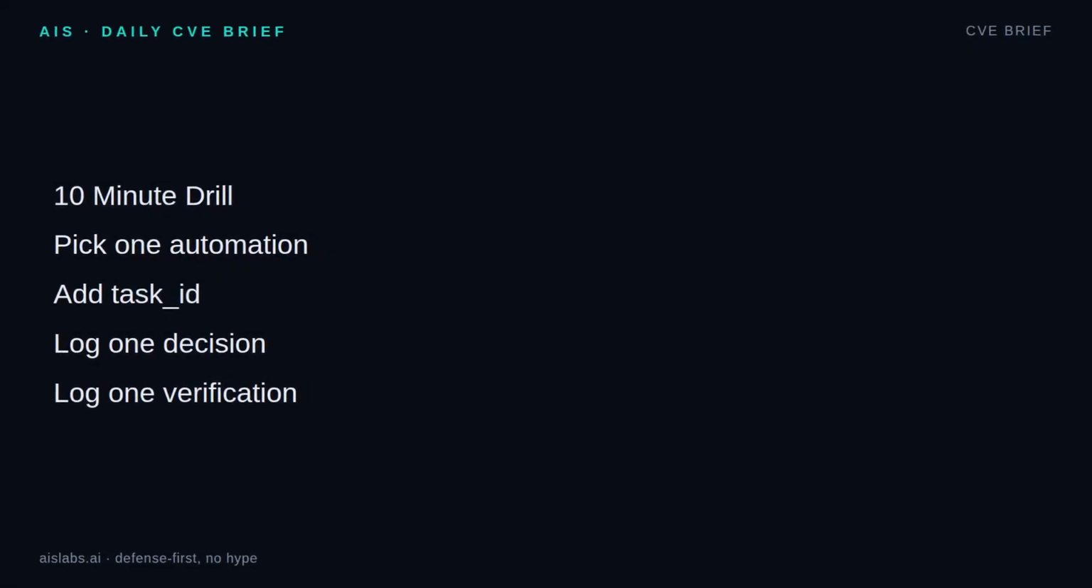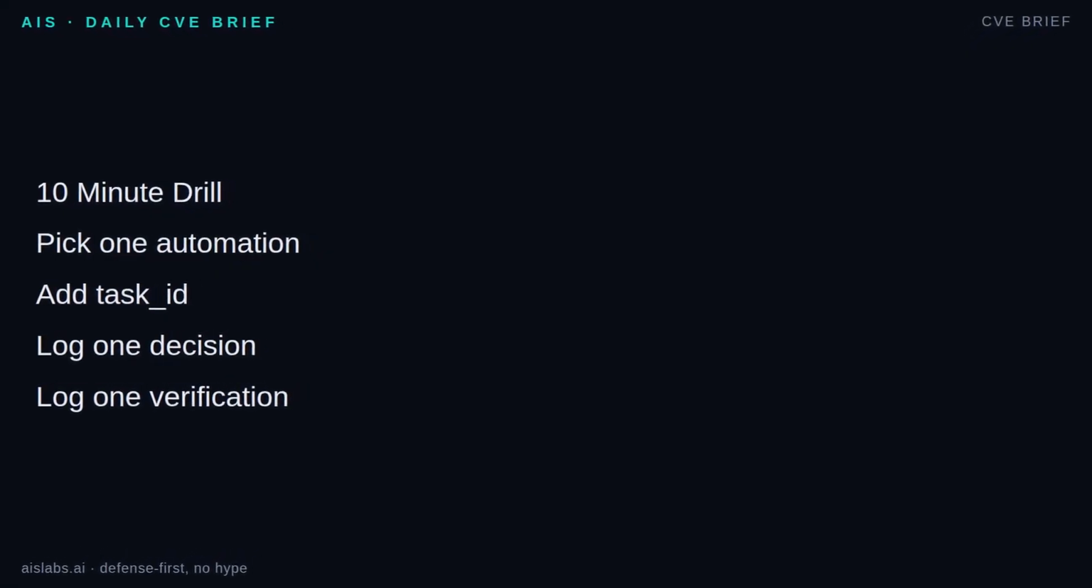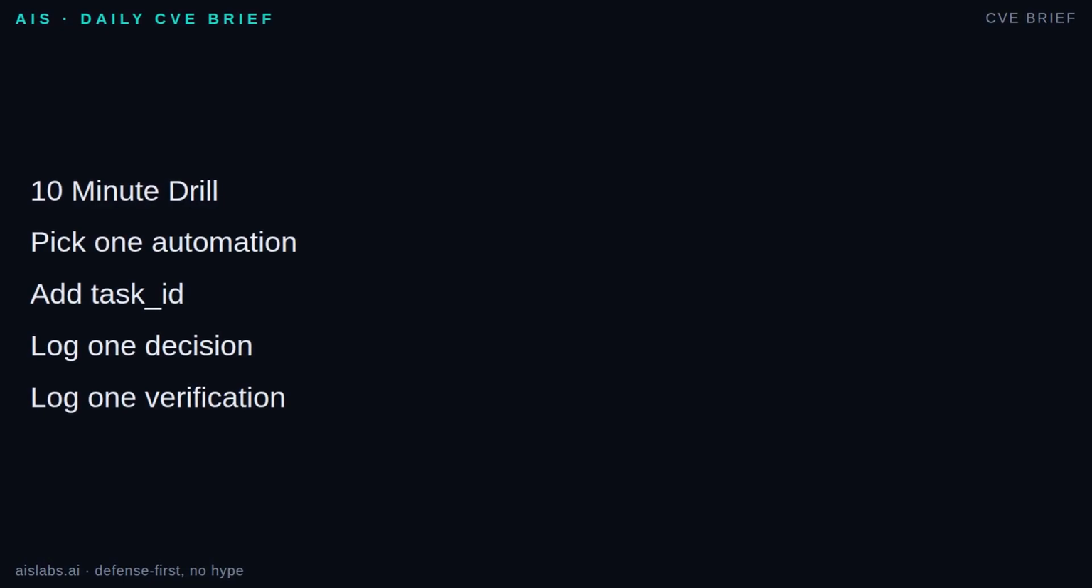Try this today on one automation you already run. Do not rebuild the platform. Add a task ID at the start. Before the first tool call, write 1 structured decision event. Intended action, reason code, and input reference. After the tool call, write 1 verification event. Check name, pass true or false, evidence reference, and next route.